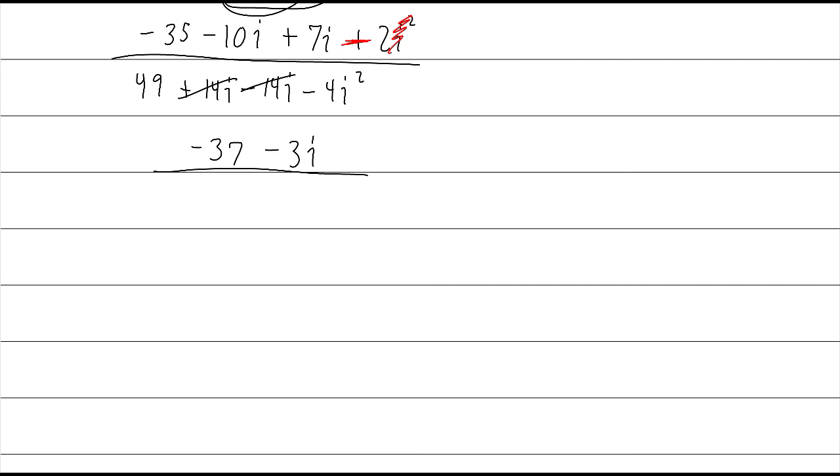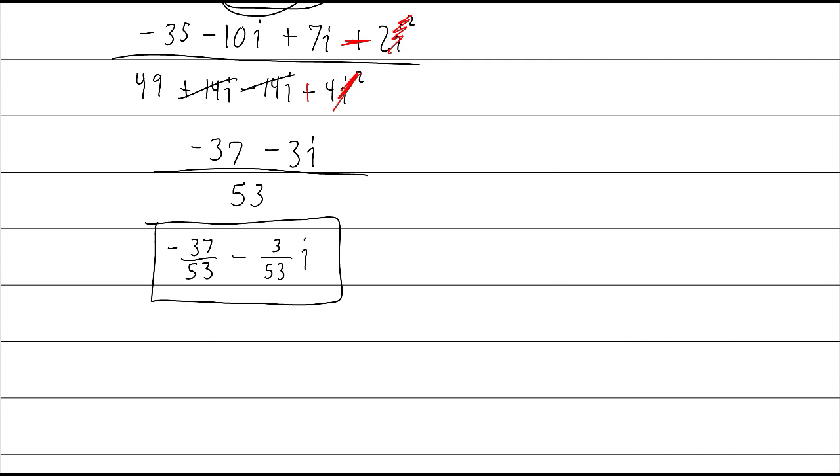Wonderful. All right, 49 minus 4i squared. Wait a second. How about plus 4? Because it's a negative, right? Negative 4 times negative 1 is a plus 4. 49 plus 4 is 53. Oh, that's ugly. Let's fix that up. Negative 37 over 53 minus 3 over 53 I. I know I said I was going to fix this up, but I meant let's make it more ugly.